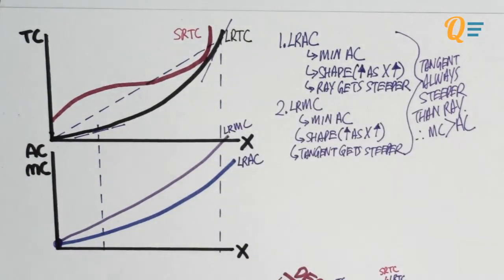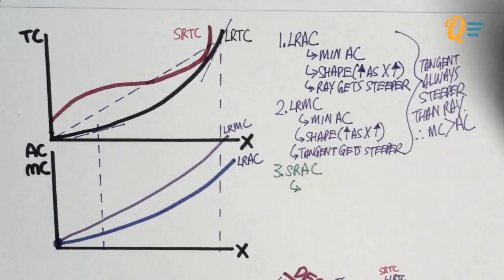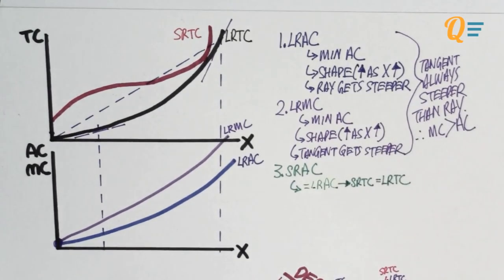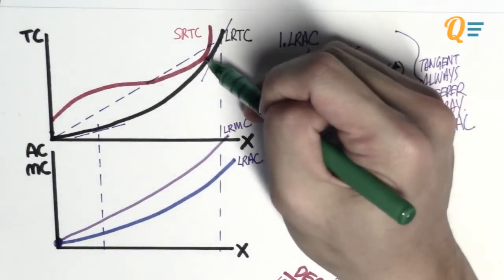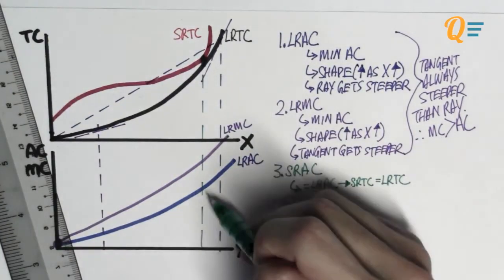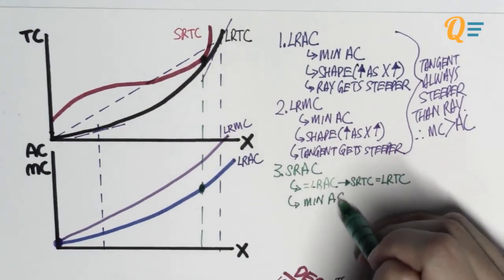Now the third thing I'm going to do is to define where my SRAC is. To draw the SRAC, you are going to need 2 points. Recall from the previous video that the first point is the point where the SRAC meets the LRAC. Okay, and that is also the point where my SRTC equals my LRTC. And that point just happens to be somewhere around here. So what I'm going to do is extend the vertical line downwards. And I'm going to mark out this point because that's the point where the LRAC will meet the SRAC.